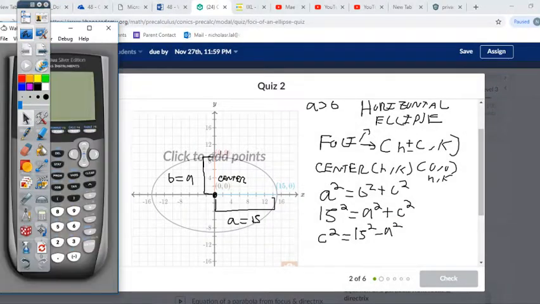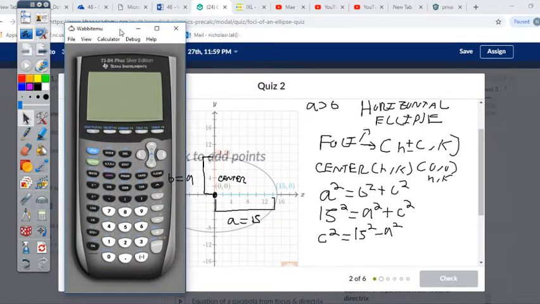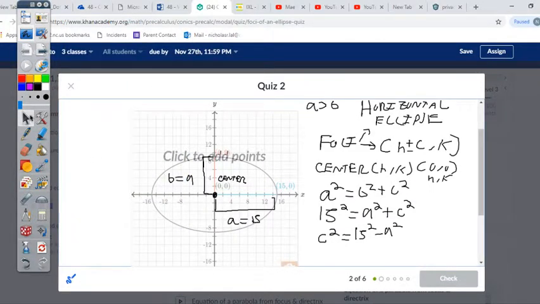Let's pull up the calculator. In our calculator, we can do the operation 15 squared minus 9 squared. So it'll be 144. Take the square root of 144, which hopefully you know is 12. So that means C is equal to 12.